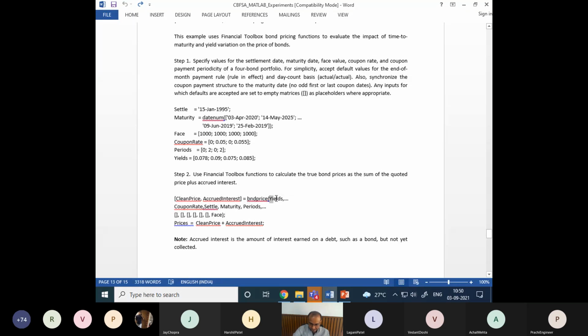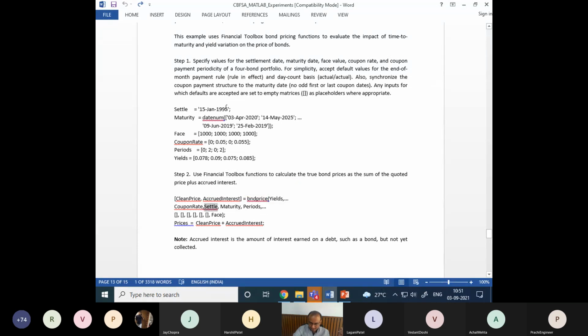Then I use the Financial Toolbox to run the analytics, and I run the bndprice function by providing the inputs in the order in which it requires. The first input is yields. Then this triple dot indicates that the text continues on the next line. So that is here the coupon rate. You can refer to the help of this function bndprice. The first parameter is yield, which is provided for all 4 bonds. It is a vector. Then coupon rate, then settlement. Settle is common for all.